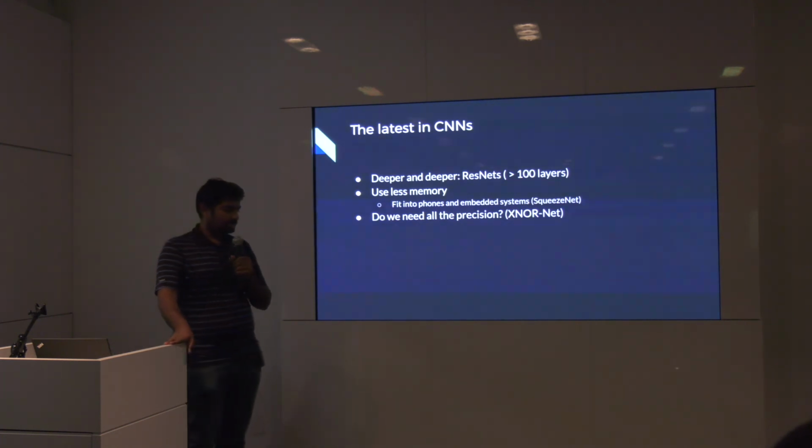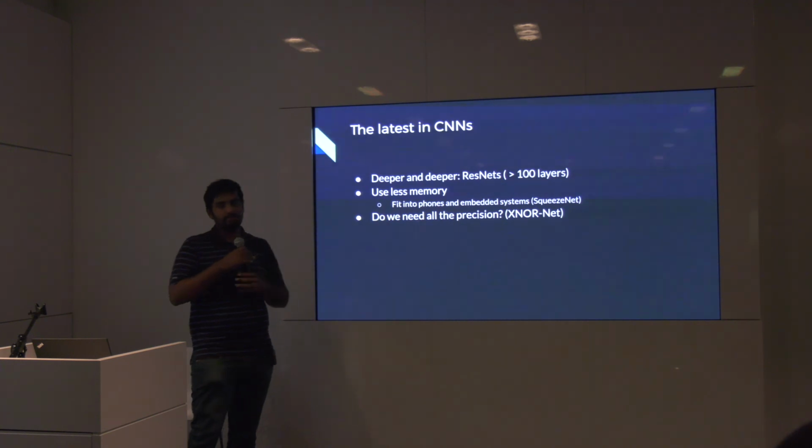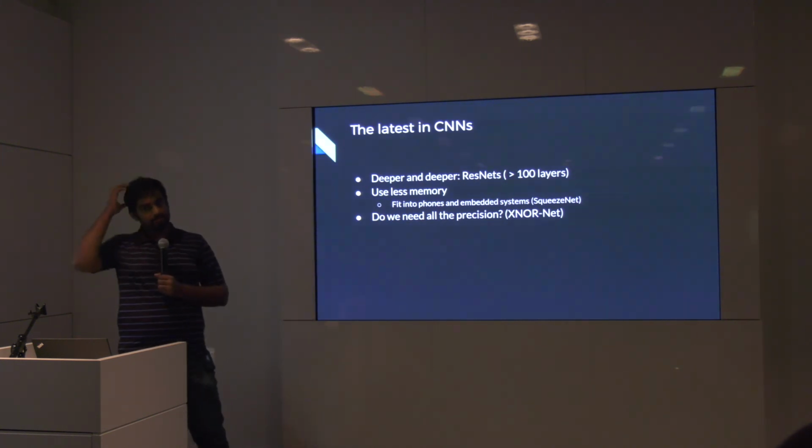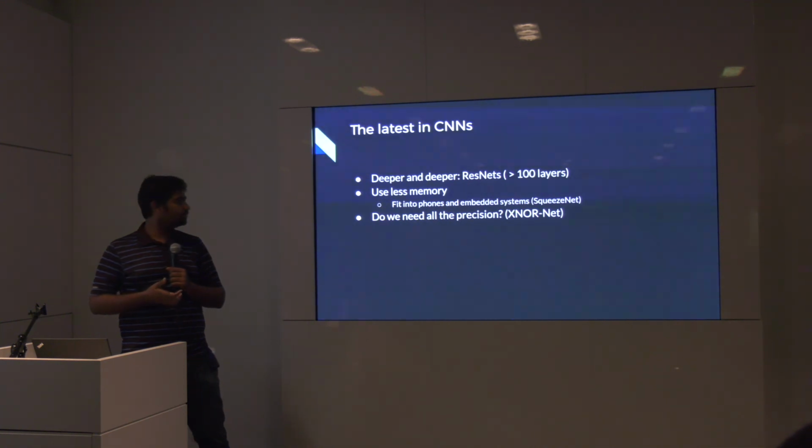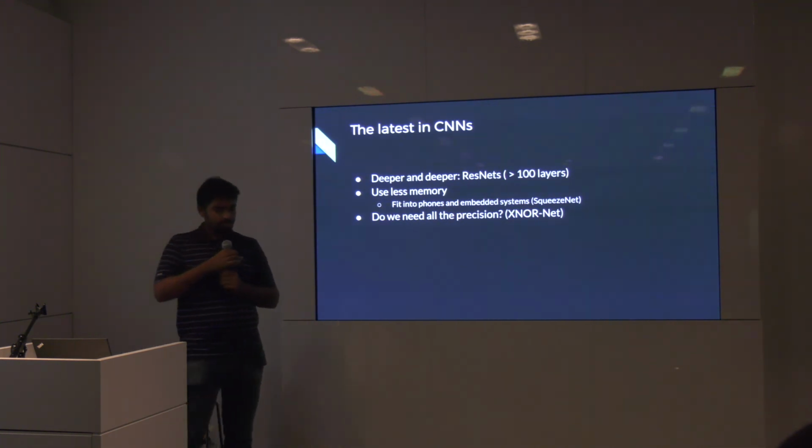And then the next question that people want to ask, which is also linked to the less memory problem, is, do we need all the precision? The weights that you saw so far are floating point numbers, which are like 32 bits. And the answer is no.